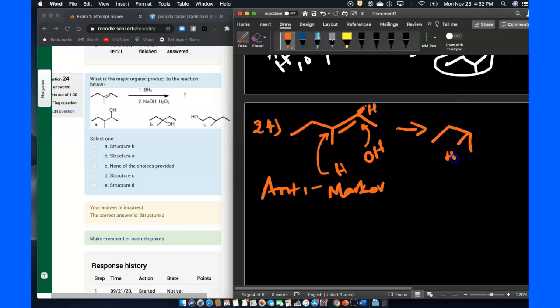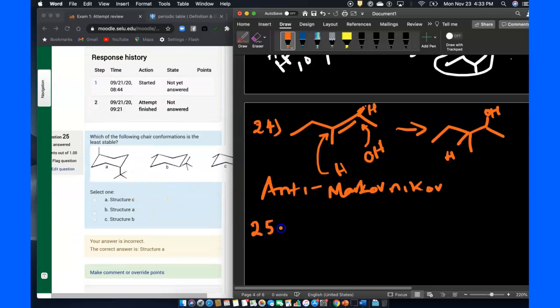So there's going to be a hydrogen here, and there's going to be OH there, and a methyl. How would you know that we are adding H and OH? I told you when I taught you this, that when you see BH3, sodium hydroxide and peroxide, you should be adding H and OH, but in an anti-Markovnikov fashion. So the answer here is A.